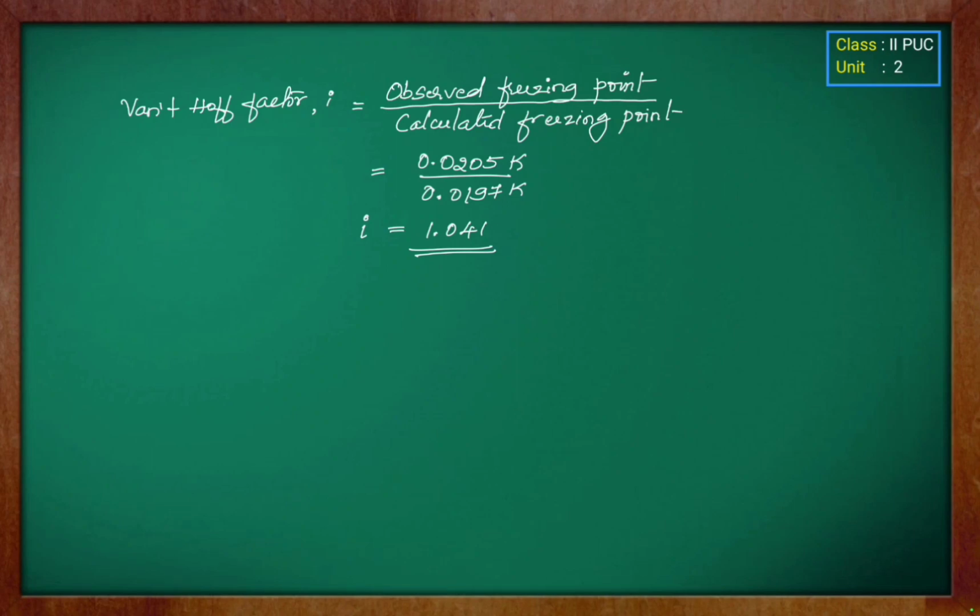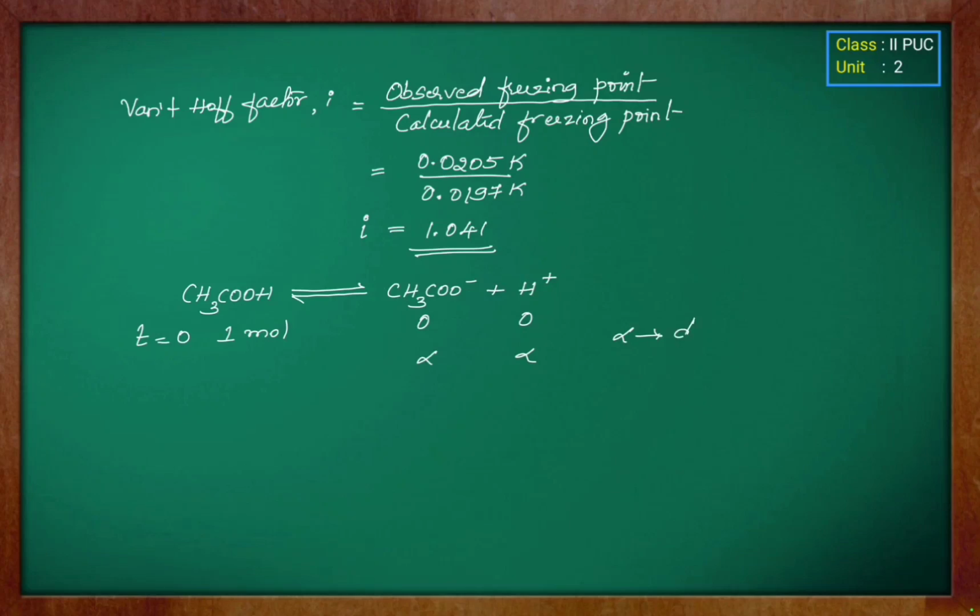Now coming to the calculation of dissociation constant for acetic acid. So we shall write the equation corresponding to that. CH3COOH, acetic acid, is a weak acid. When it undergoes dissociation, we get CH3COO minus and H plus. So at time t equal to 0, if we have 1 mole of acetic acid, initially no dissociation will take place, so the concentration of both the ions will be 0. Once equilibrium is reached, say alpha moles of ions are formed, and this alpha itself is the degree of dissociation of acetic acid. Then at equilibrium, the concentration of acetic acid will be 1 minus alpha.